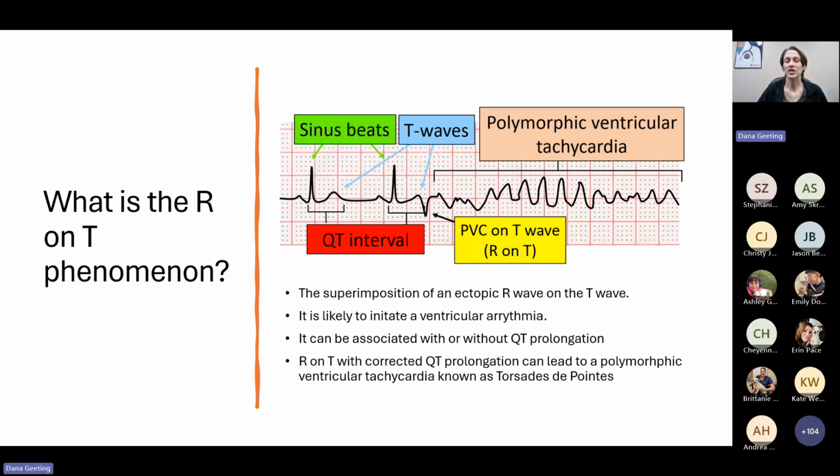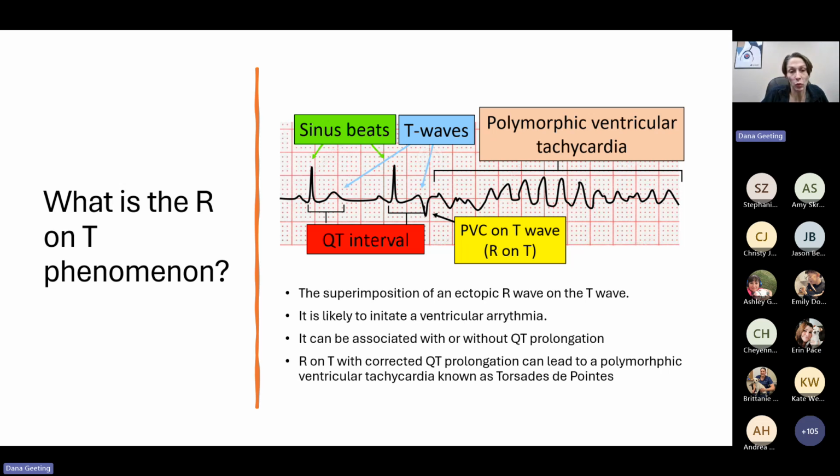Whenever the patient has a VPC and it is kind of thrown or you're seeing it on the T wave, that is what we would consider an R on T phenomenon. And that R on T phenomenon is a superimposition of an ectopic R wave on the T wave. It is usually likely to lead to ventricular arrhythmia. It can be associated with or without QT prolongation.